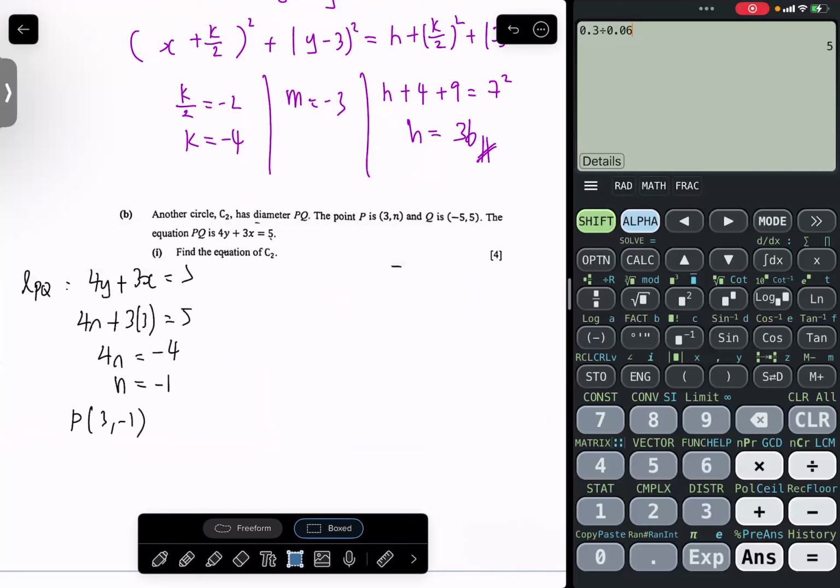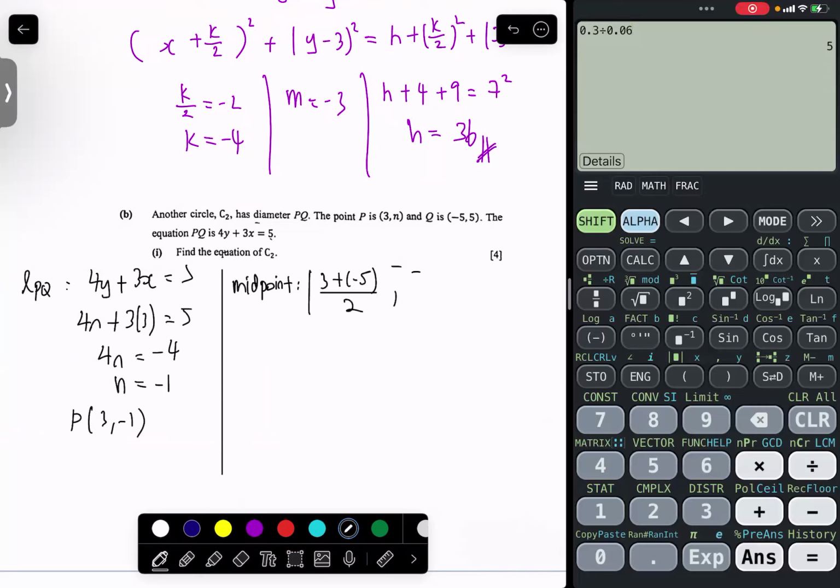Then afterwards, PQ is the diameter, right? So we can find the midpoint. It would be (3 + (−5))/2 and (5 + (−1))/2. So that will give me (−1, 2). So that's the midpoint.